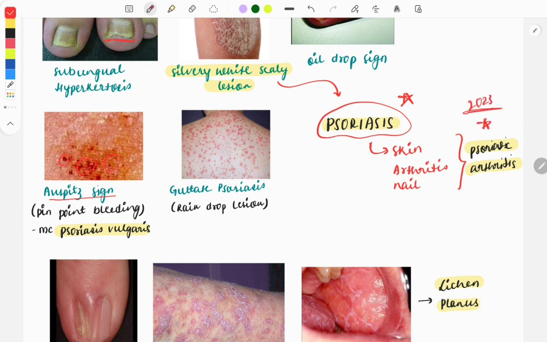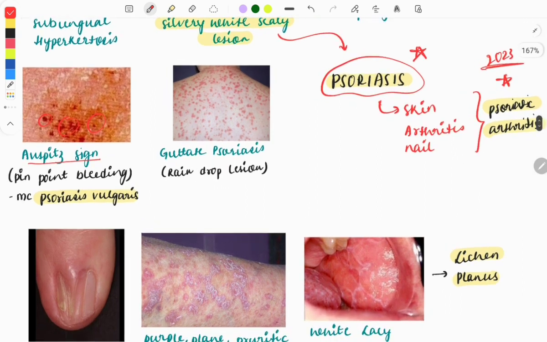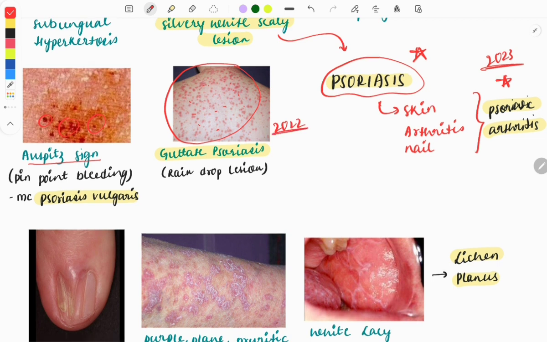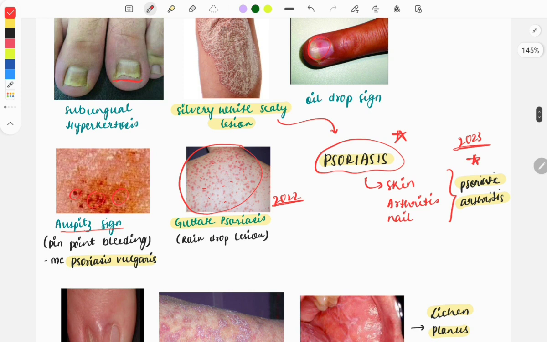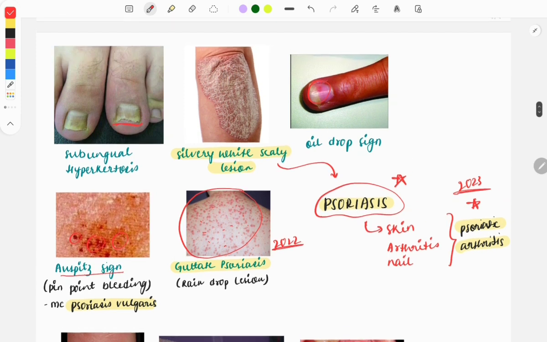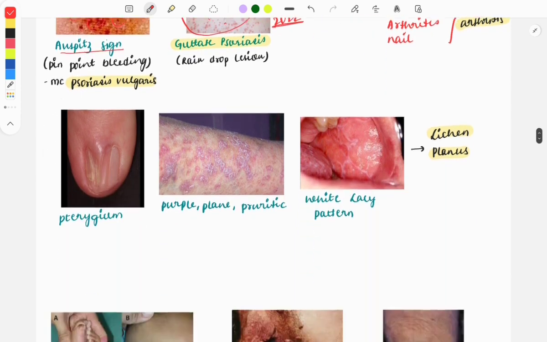And in this image, as you can appreciate, there are multiple raindrop lesions. This is a classical finding seen in guttate psoriasis, and this image based question was asked in June 2022. So from psoriasis, one question every year is certain. Look at these points, then you're done with one question. Okay, moving on to the next question.